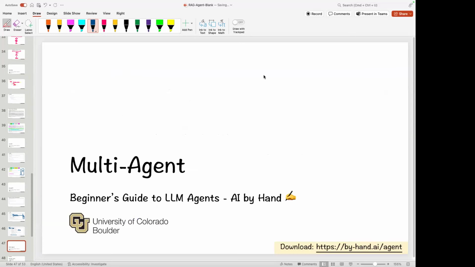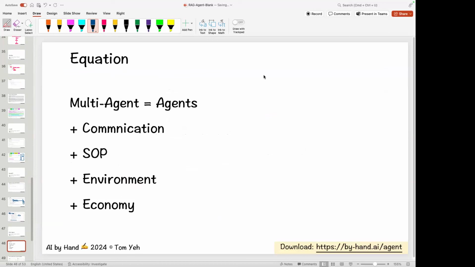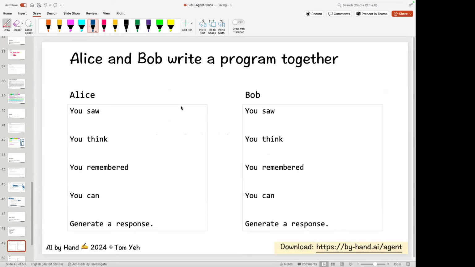At the end, to talk about multi-agent, the equation kind of expands. If you add communication, SOP, and the environment economy, you get a multi-agent system on top of the agent. But then just to quickly give you an idea of what it means: eventually, at the end of the day, you're still talking about adding them into the prompt to coordinate them.